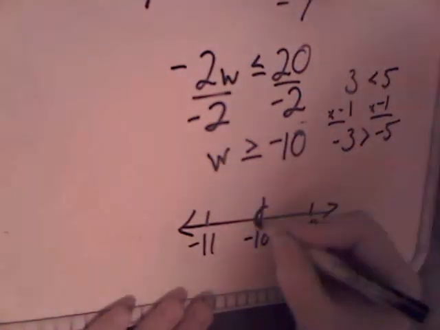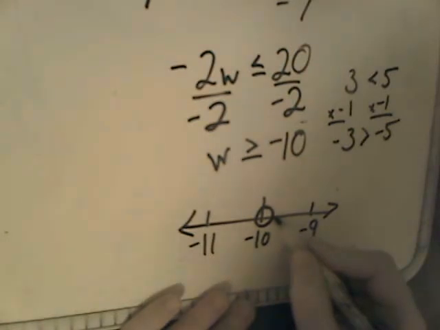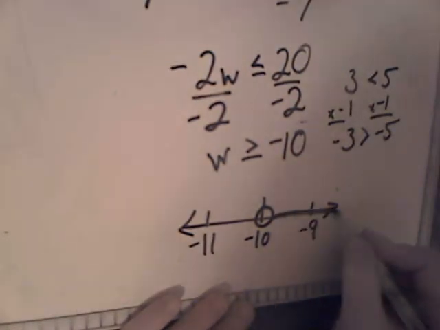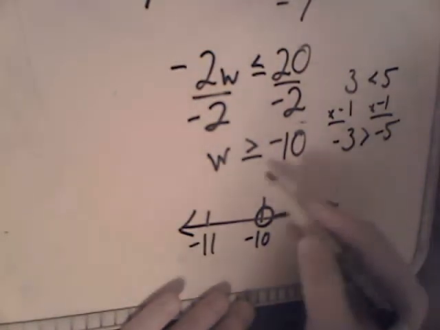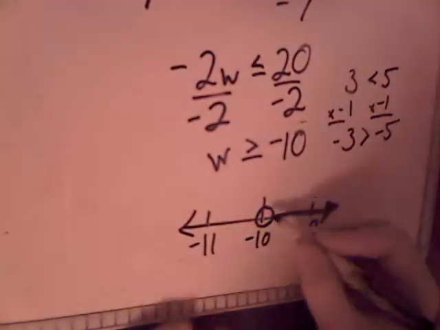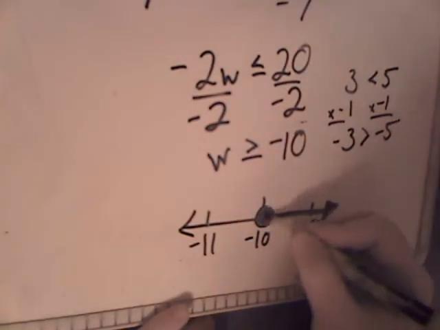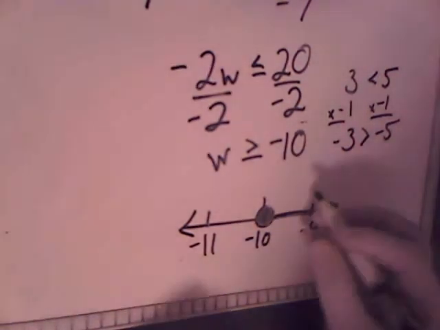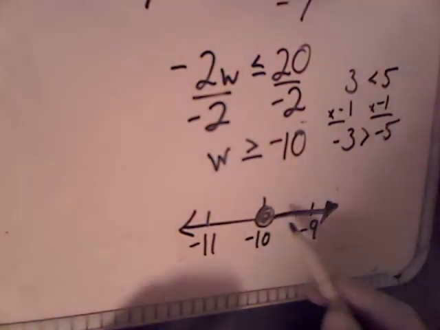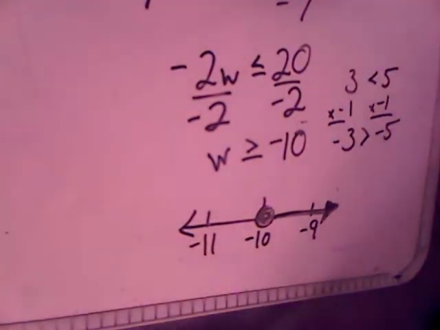My focus number is -10. I'm going to follow the direction of the arrow. Because of this equal sign, I'm going to shade in the -10 as well, because w could be -10, but it could also be greater than -10.